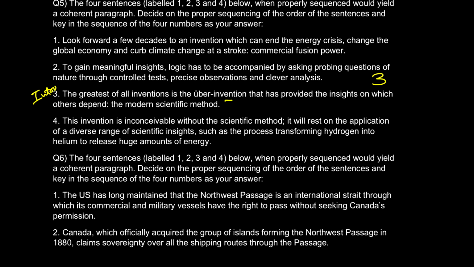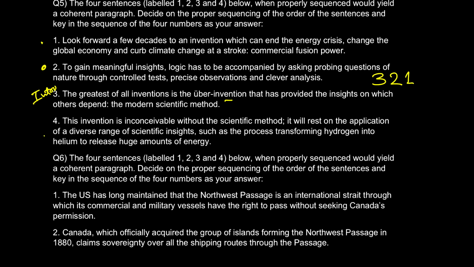Okay, one then represents an invention that could solve many problems in the future. Like for example here, figure it out. "To gain meaningful insights." Read this carefully. "Logic is accompanied by asking probing questions." Okay, so this makes a clear-cut combination between 3 and 2, जिसमें हम modern scientific method को prove करना चाहते हैं as the greatest of all inventions. फिर हम ये बोलेंगे कि किसकी help से हो रहा है ये. How is it happening? Statement number one is representing that the invention could solve many problems in the future, and so it's a continuation of this.